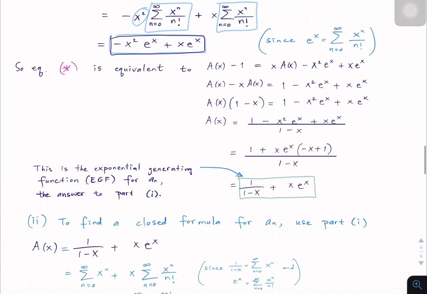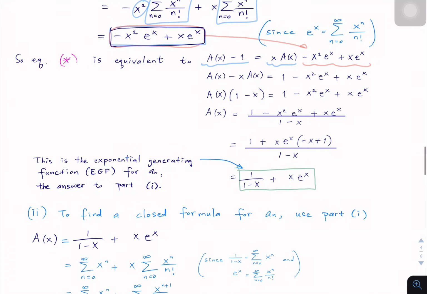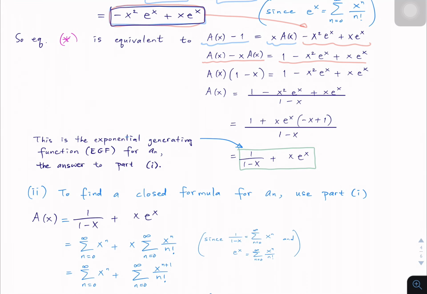So the left-hand side of star is capital A minus 1. And then the first part of the right-hand side we've already computed to be this one. And then the second part of the right-hand side is that. So from here, I can then solve for capital A. So I just move the terms that have A to the left-hand side, and then I move the terms that don't have A to the right-hand side. So I get A times 1 minus x, and I have this. So then I divide both sides by 1 minus x.